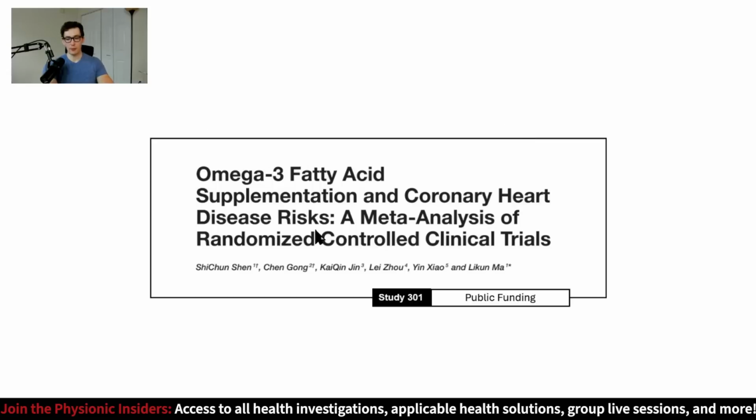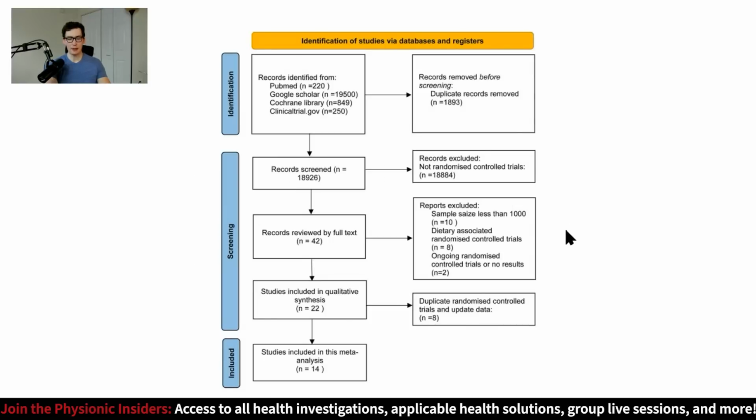For the first one, we're going to be looking at study 301, which has public funding. Again, if you want more information on the studies and everything, it's linked. I have a document that has more information on everything. But it's public funding, which means that it's typically funded by some government agency. So public funding as in it came from taxpayer dollars. Here's the design on this meta-analysis. So it includes 14 studies.